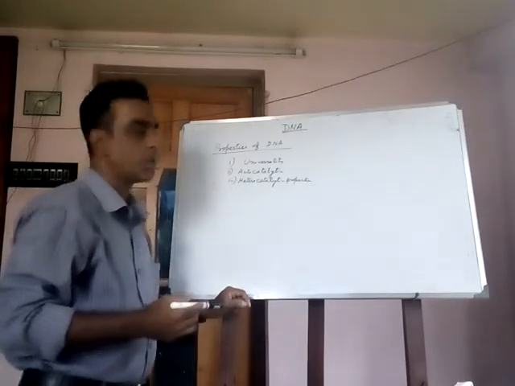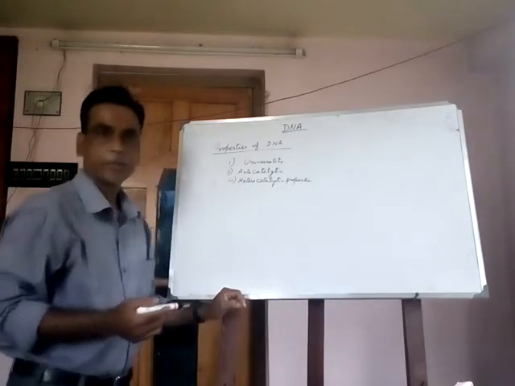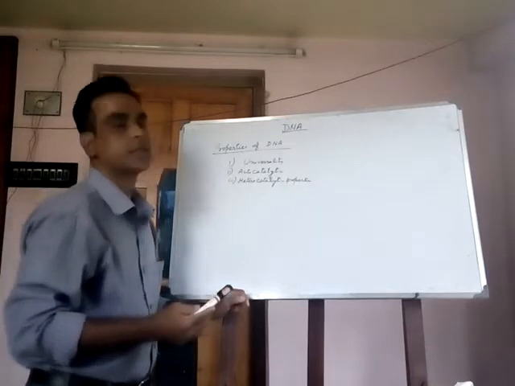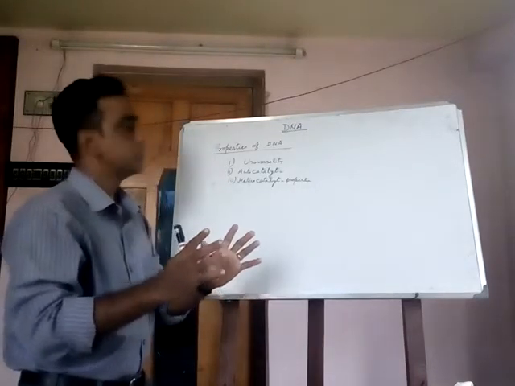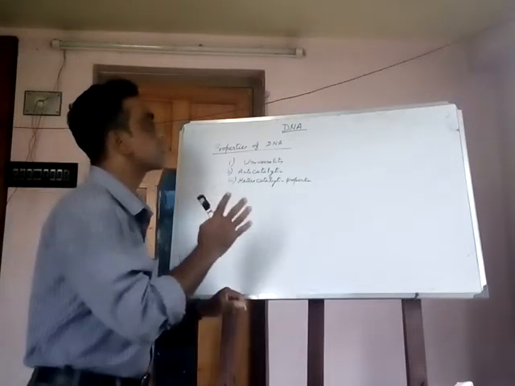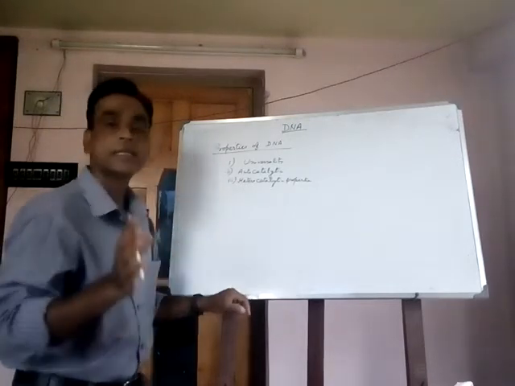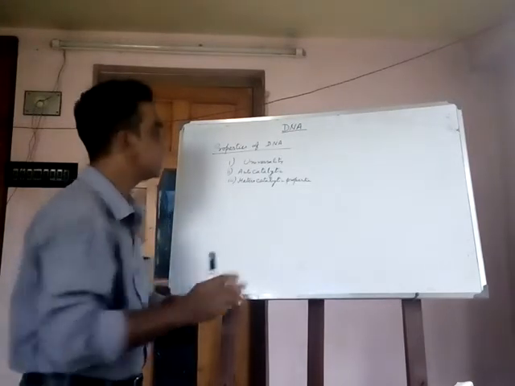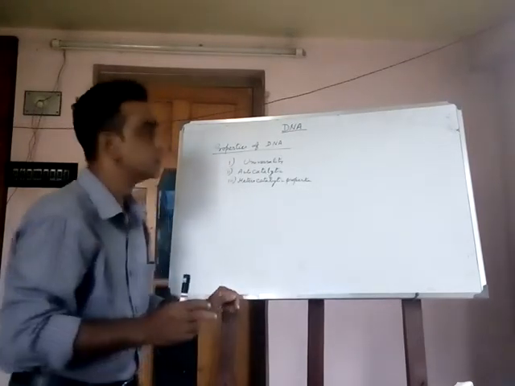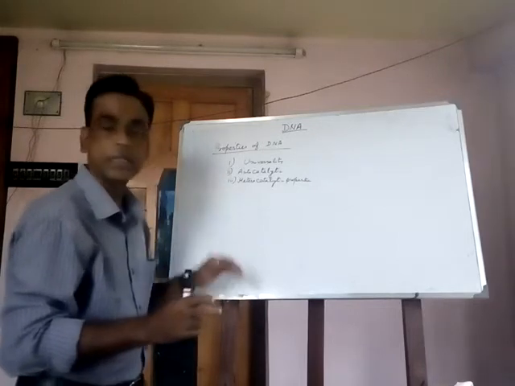What is universality? All the living organisms hold the same chemical structure, the same genetic material, that is DNA. So it is the universality property of DNA.